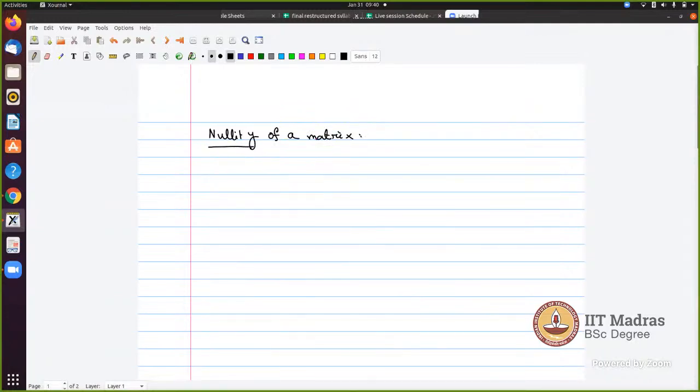So in week 4, we have seen what was rank of a matrix, right? If we do the row reduction, then the number of non-zero rows after that is called the rank of a matrix. Now suppose we are starting with a matrix A, which is an M cross N matrix. Now the null space of A is basically the set of all vectors x such that Ax equal to 0.